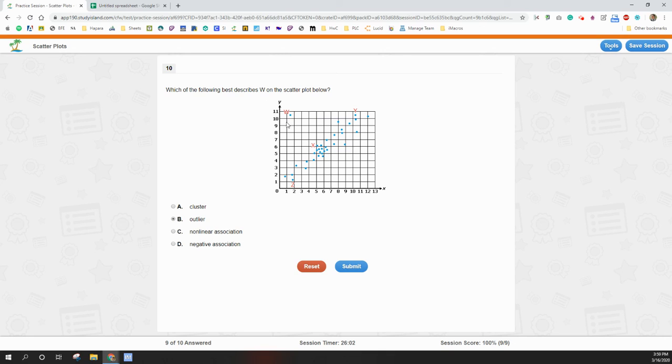This specifically was asking about point W, and point W is a point that doesn't fit the rest of the data. All the rest of the data is in this pattern over here, whereas W is way up into the left, not nearly in the pattern with everybody else, so we call that an outlier.